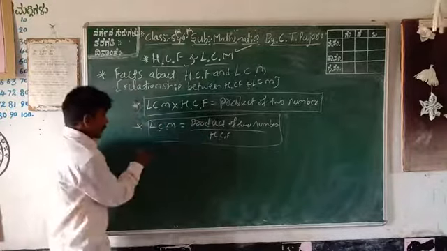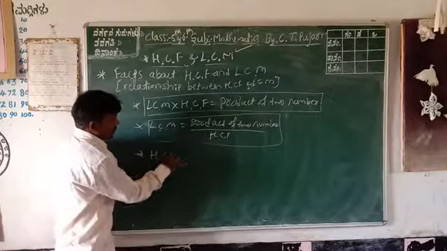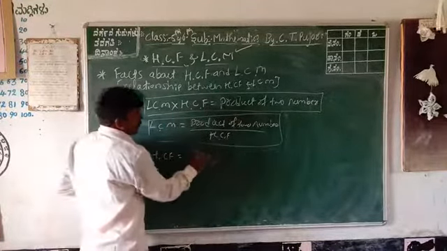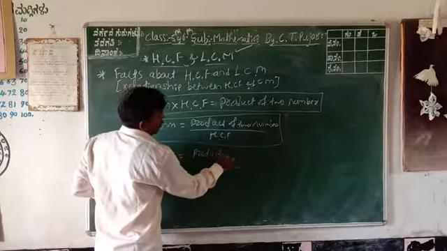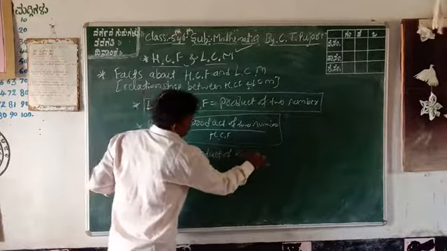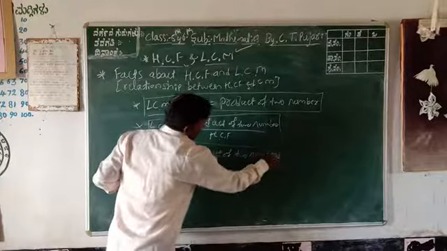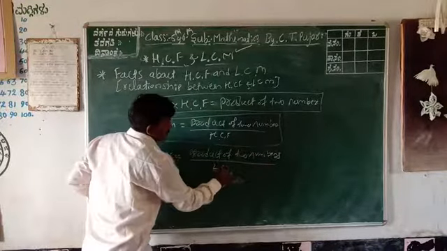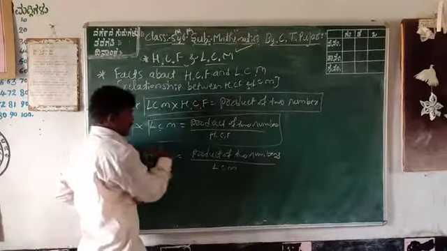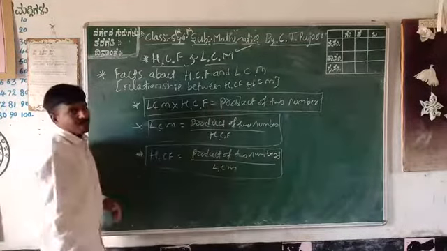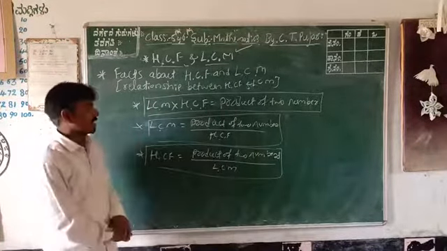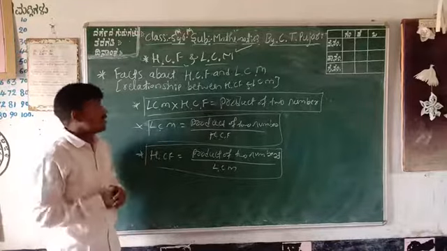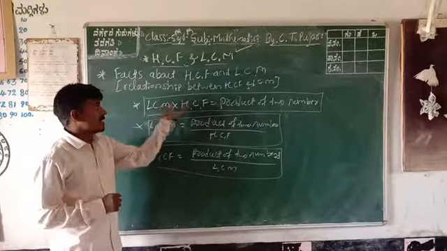Or otherwise, if you want HCF, HCF is equal to the product of two numbers divided by LCM. These are our most important formulas.